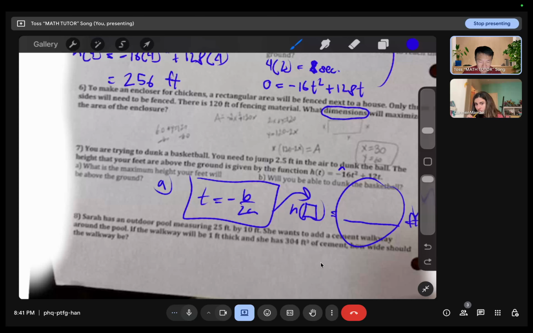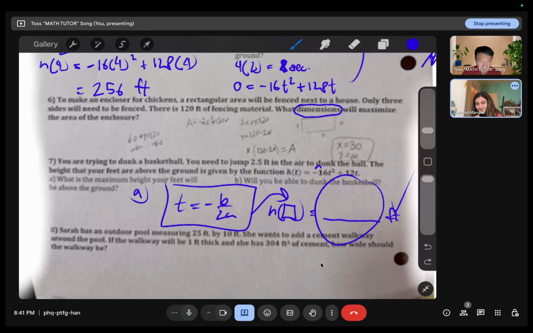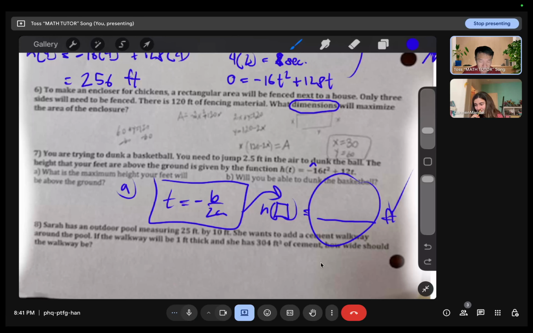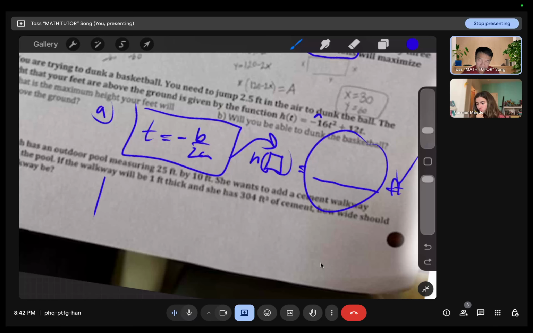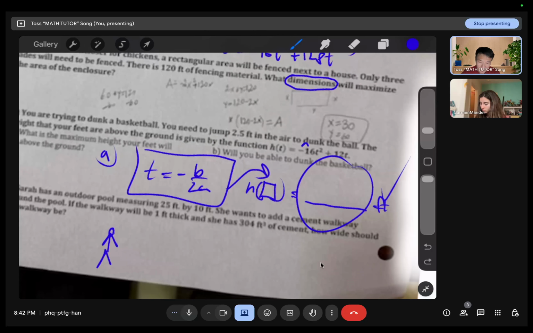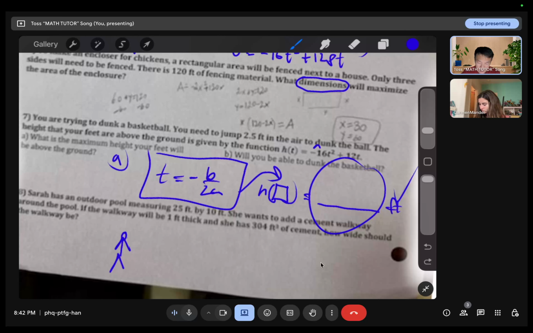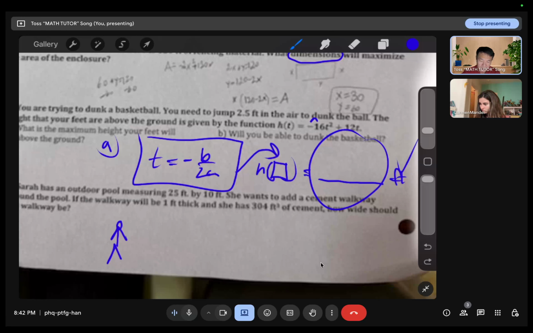Let me see. I don't know. Wait, let me see. You need to jump. Okay, yeah. You have to figure out whether the height is actually going to be 2.5 at least. For example, if a person can jump up 2.5 feet, now what's the height of this person? It doesn't tell you, right? Yeah, it doesn't. Oh, this is not okay.